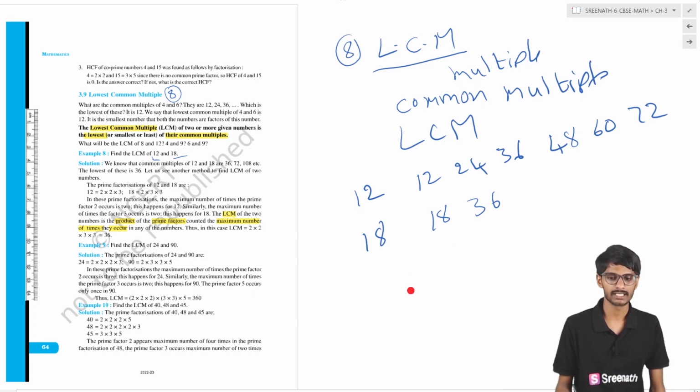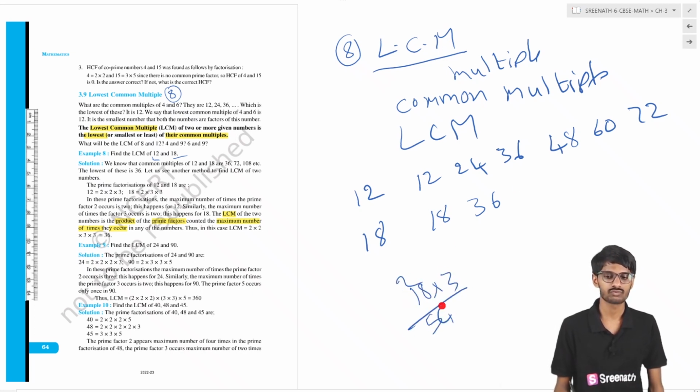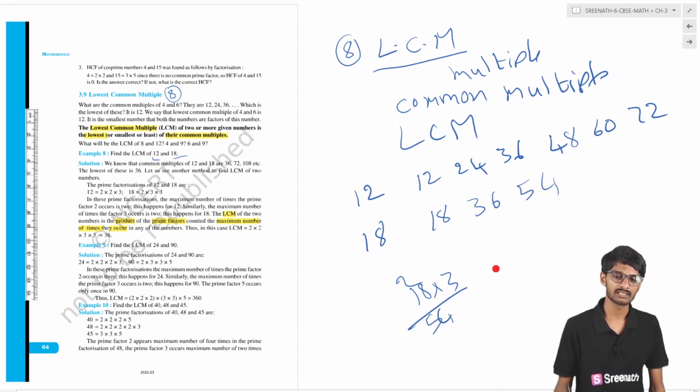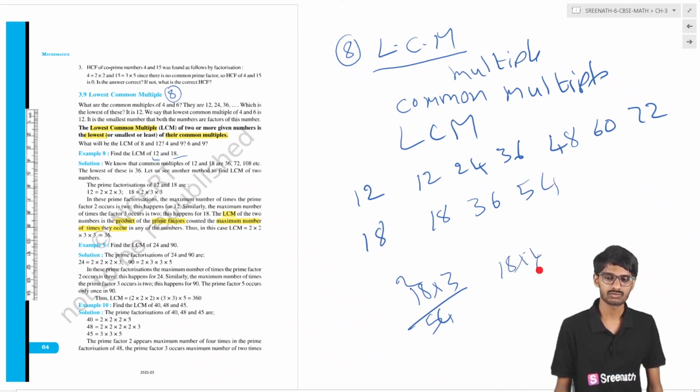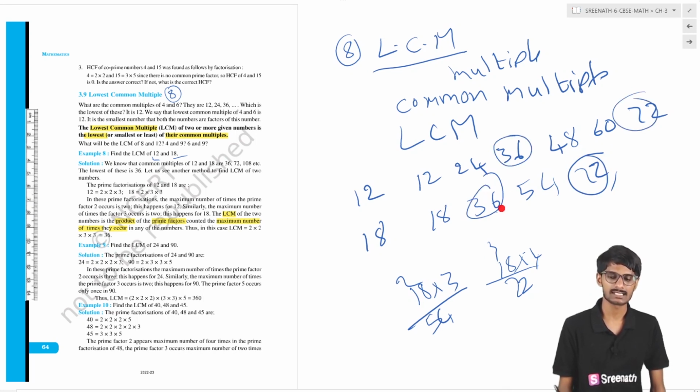18 threes are how much? 8 threes are 24, 3 ones are 3, plus 24 is 54 (sic: 18 threes are 54). And after that, 18 fours, how much? 8 fours are 32, 4 ones are 4, plus 32 is 36 (sic: 18 fours are 72). So like that. If you see, 36 is common and 72 is common.